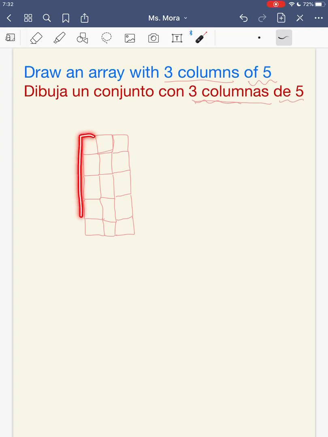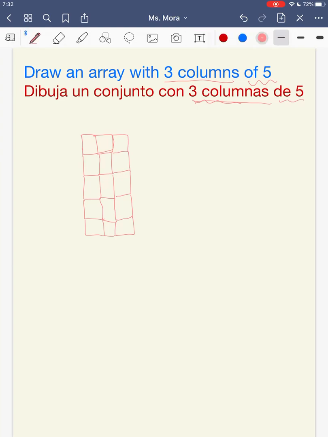So here's one column with 5, una columna de 5. Here's my second column of 5, mi segunda columna de 5. And my third column of 5. So I have 3 columns of 5. Ahí están mis 3 columnas de 5.